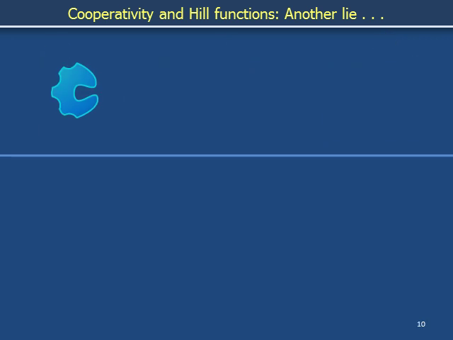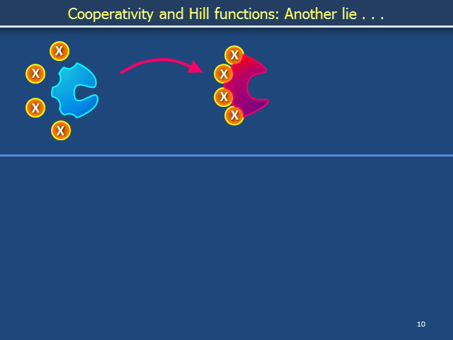A free enzyme not tightly bound to proteins can become occupied by 4 proteins and take on a tightly bound conformation. This conformation is not permanent. The proteins and enzyme can blow apart. The bound fraction of the enzyme population is x to the fourth divided by x to the fourth plus x sub half to the fourth.